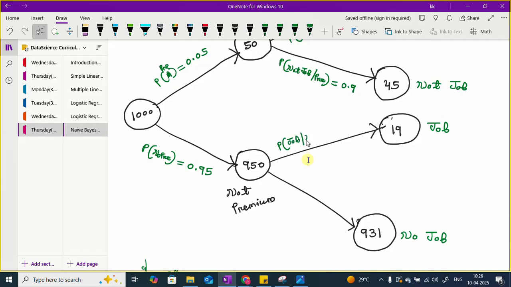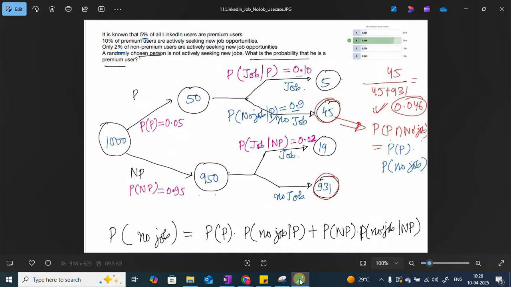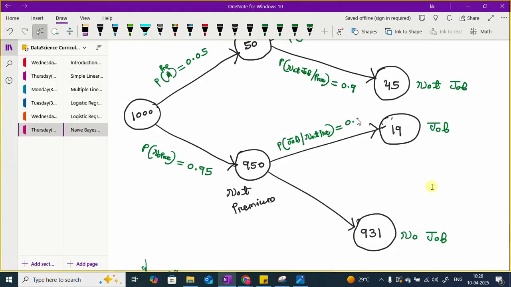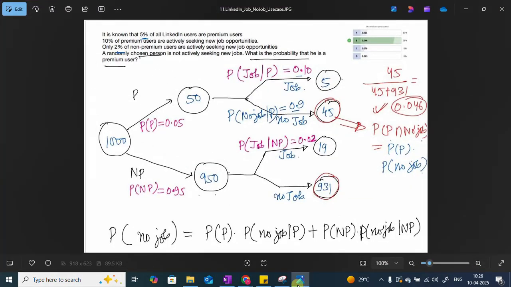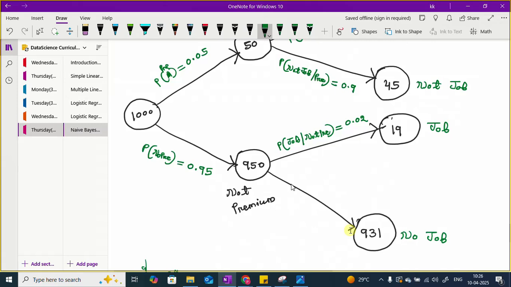given not premium? Previously premium, this is not premium. How much? 19 divided by 950. How much will it come? 19 divided by 950, it is coming around 0.02. Use the calculator, you'll get 0.02. Yes or no? Okay. Similarly, probability of no job given not premium. How much will it come? 931 divided by 950. Whatever will come, that will be the value. Okay, fine.